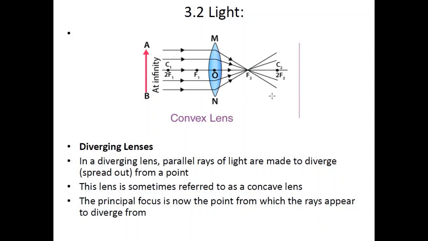Now what is a diverging lens? In a diverging lens, rays of light are made to diverge or spread out from the lens or from a point. The lens is also known as a concave lens. The principal focus is now the point from which the rays appear to diverge.